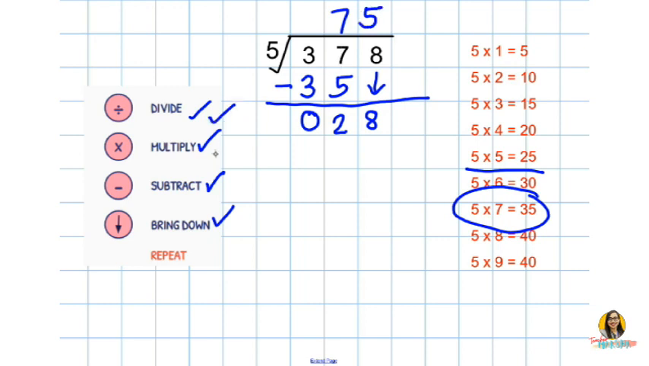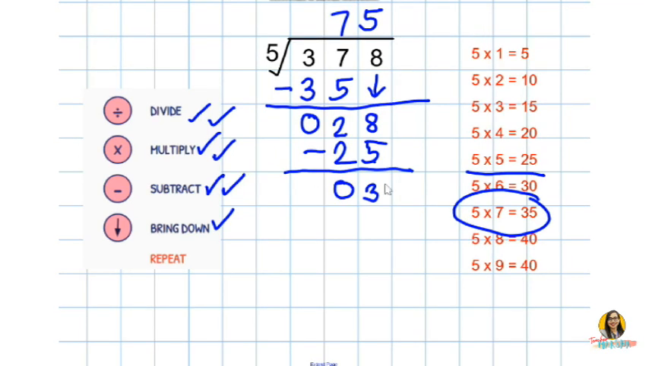And now that we're done with the first, let's go ahead and multiply. So 5 times 5, that is 25. Let's write it underneath 28. So we're finished with multiplying. Now let's subtract 28 minus 25. 8 minus 5 is equal to 3, and 2 minus 2 is equal to 0. Okay, so we don't have any more numbers to bring down. So what we have left here is only 3, and we can no longer divide 3 by 5. So our answer is 75 remainder 3.